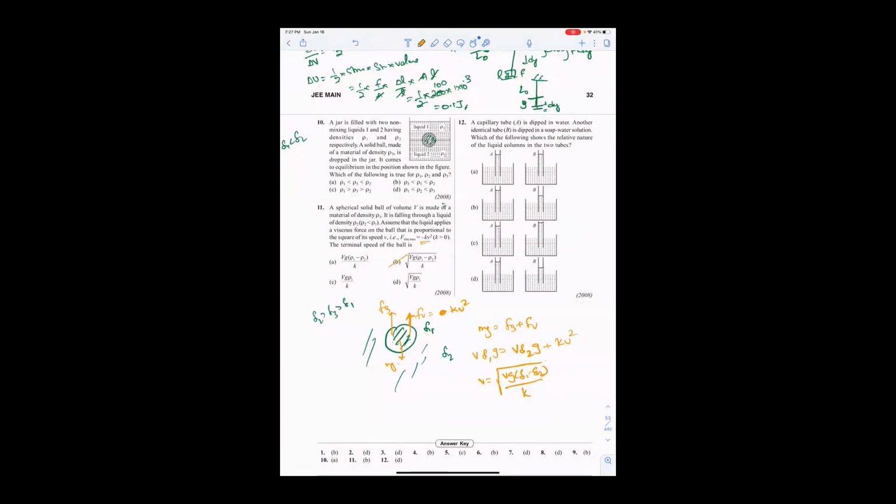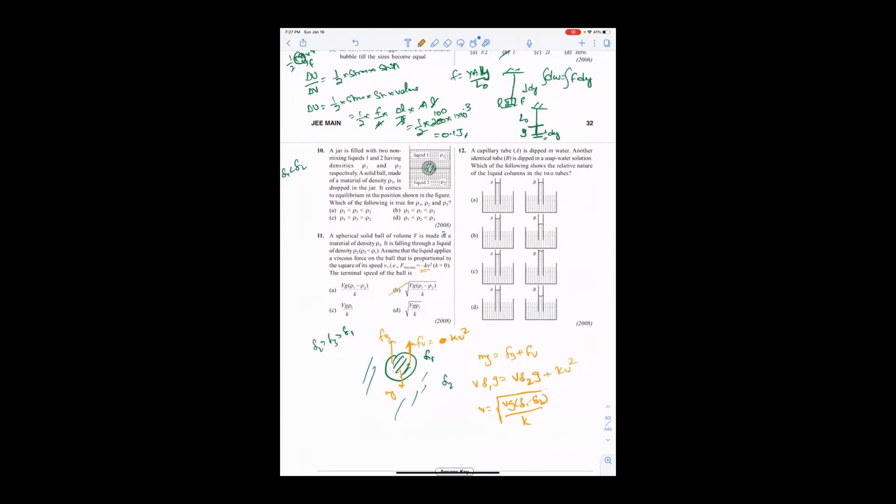It's good. 12th one. A capillary tube A is dipped in water. Another identical tube B is dipped in soap water. Which of the following shows the relative nature of the liquid columns in the two? So what happens when you add soap to water? You might have learned in chemistry, in everyday life. When you add soap to water, the surface tension decreases. That is why we add this to water, so that water can take out the dirt. So surface tension decreases. It is not becoming opposite, or repelling glass.